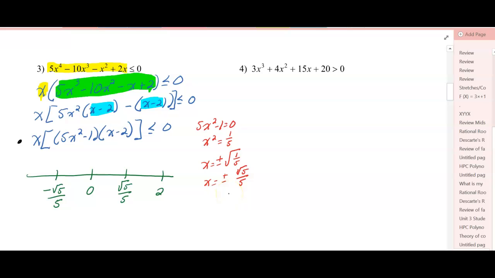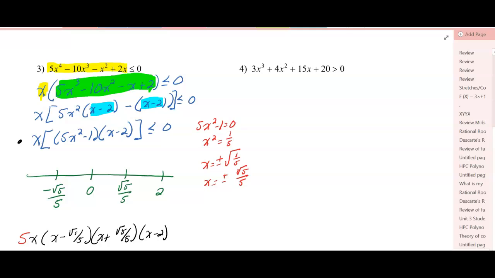So if you wanted to factor it into completely linear factors, it would be x, and then x minus root 5 over 5, x plus root 5 over 5, and then x minus 2. But if you were to multiply this out, you will not get the leading coefficient of 5, so you would need to put the 5 out in front. I did this down at the bottom only to talk about factoring completely. The goal of this problem was to solve the inequality.